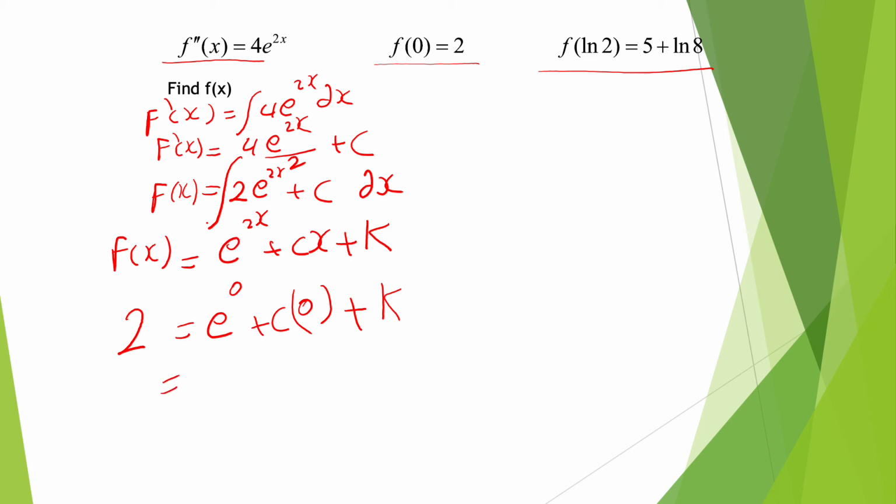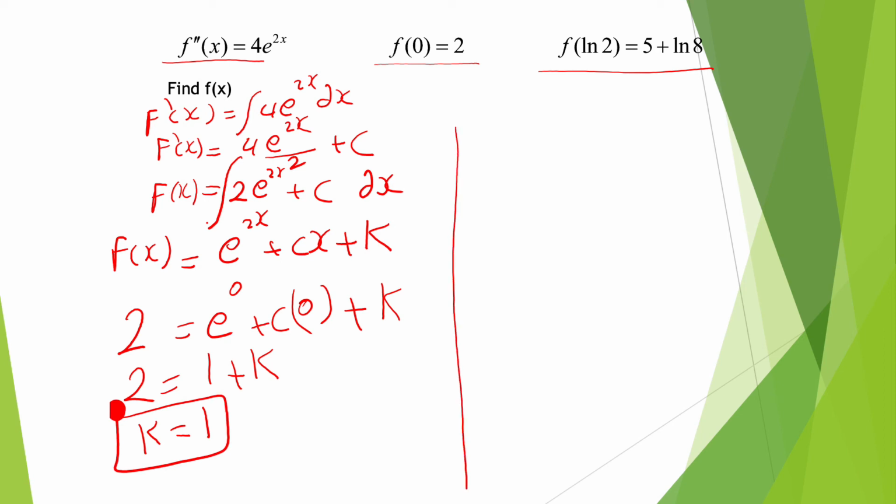And anything to the power of 0 is 1, so therefore 2 equals 1 plus k, so k is equal to 1. And now you're going to substitute, instead, f of x is 5 plus ln 8, equal to e to the power of ln 2 times ln 2 plus c open bracket ln 2 plus 1.